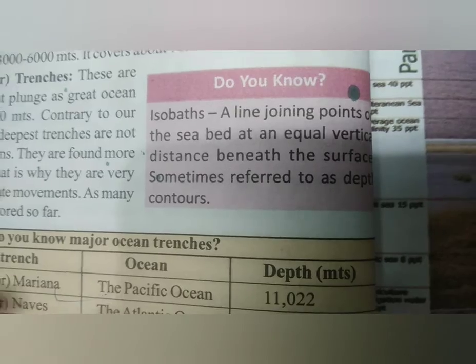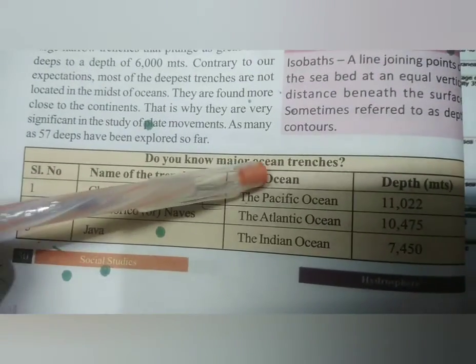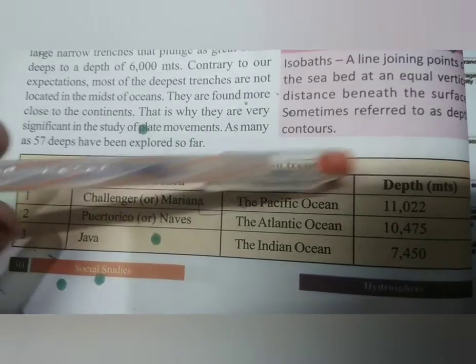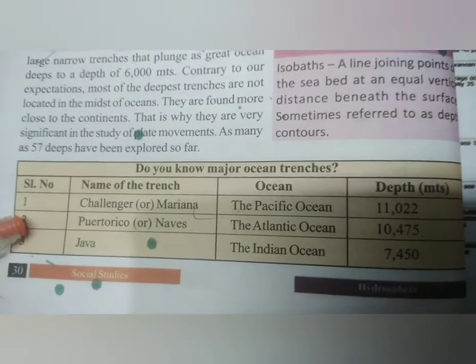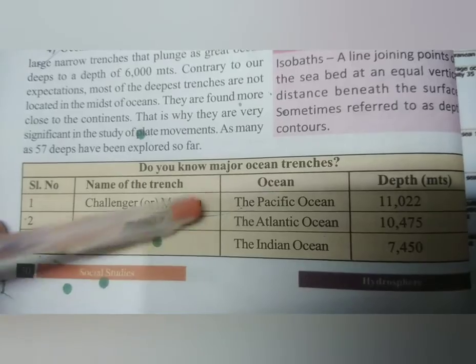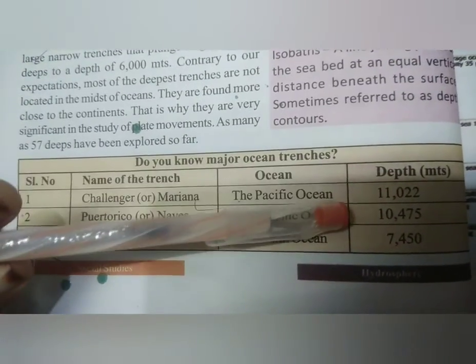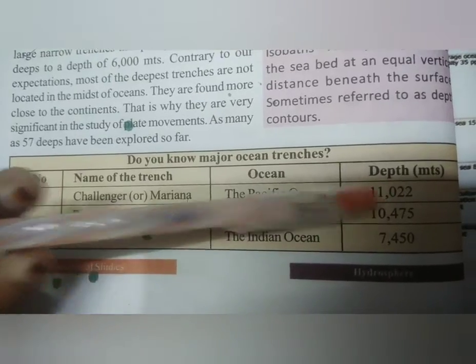Now see here. Do you know the major ocean trenches here? We have serial number, name of the trench, ocean and depth. How much depth is there? Okay. Now see the first one, Challenger. Now see which ocean it is. Pacific Ocean. How deep is it? 11,022 meters depth.